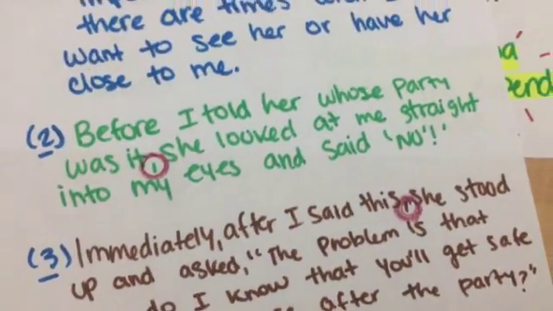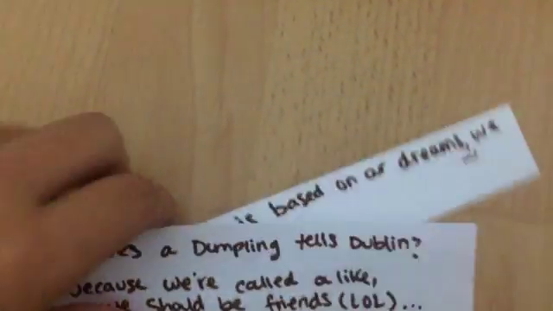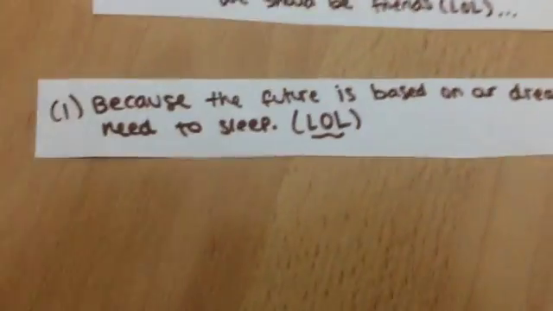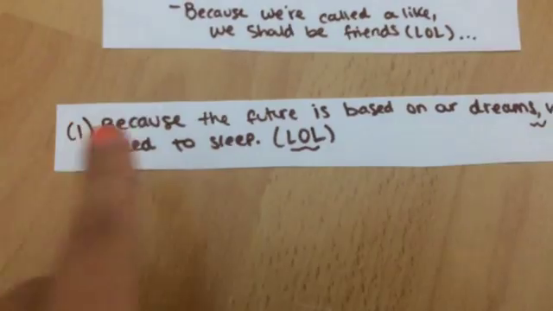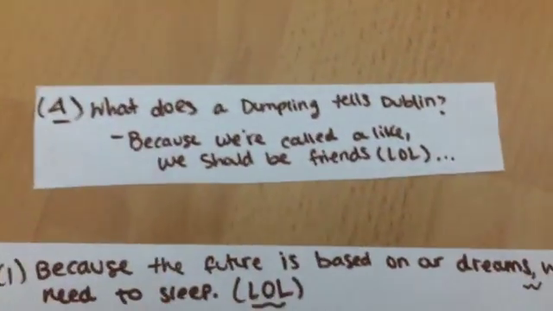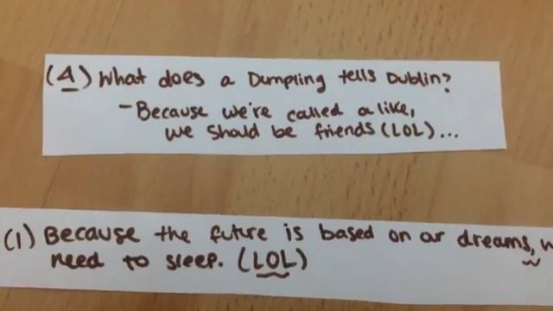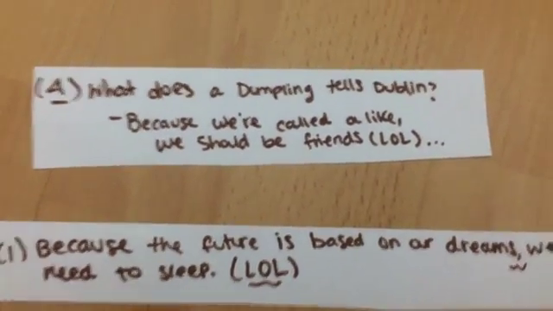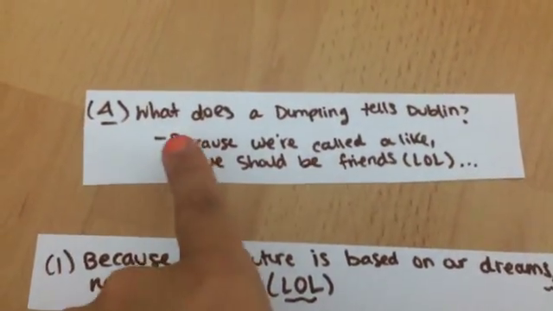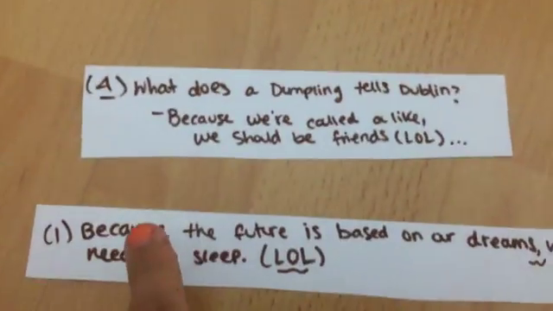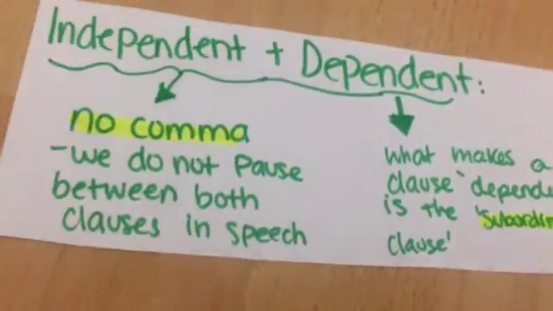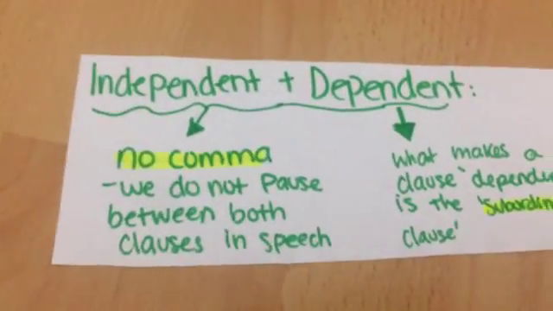Now, two laugh out loud sentences are: Because the future is based on our dreams when you sleep. Again, dependent, independent. Because we're calling alike, we should be friends. Again, dependent, because we're calling alike. Independent, we should be friends. Dependent marker, dependent marker.